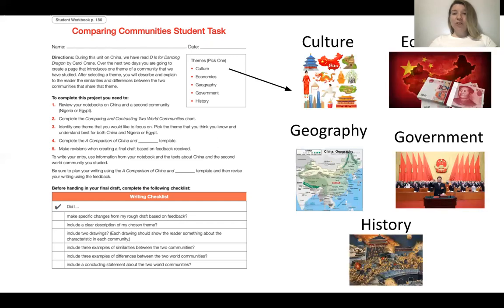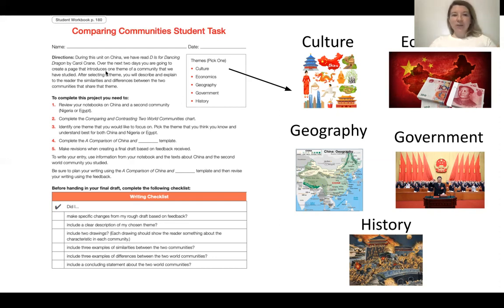Culture, which are the traditions, holidays, habits of a community. Economics, which is how money moves in a community or country. Geography, which is the shape of the land in a country. Government, which is how a country is ruled. History, which are the past events in a country. You will be choosing one of these to eventually compare China and another country, either Nigeria or Egypt.